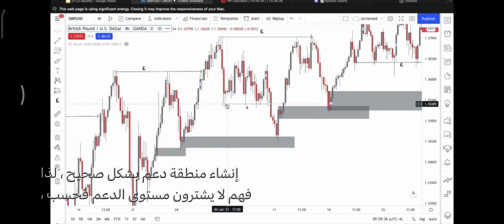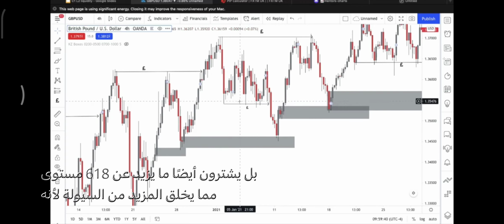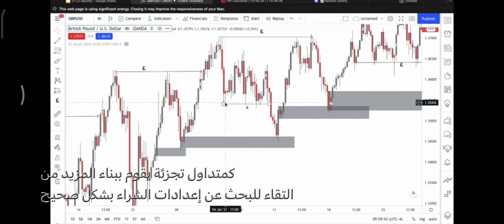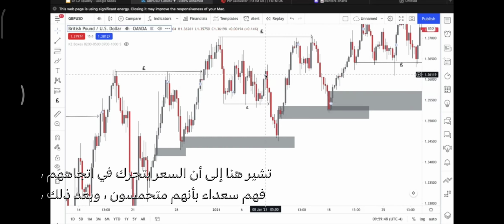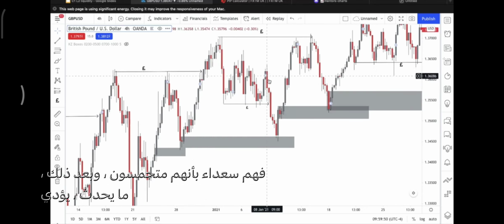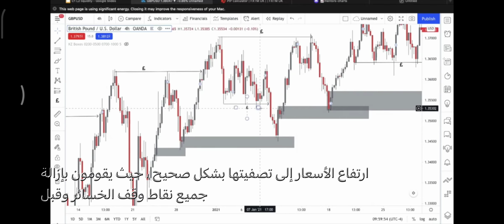So not only are they buying off a support level, they're also buying off a 618 level, creating even more liquidity, because as a retail trader, that builds more confluences to look for buy setups, right? So they would have bought at this point over here. Price moves in their direction, they're happy, they're excited, and then what happens? Boom, price liquidates them, right? They take out all the stop losses.